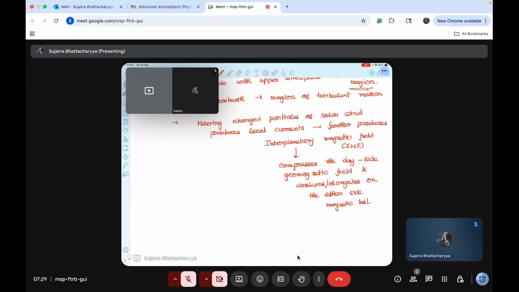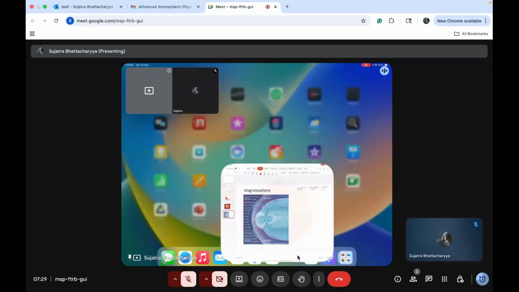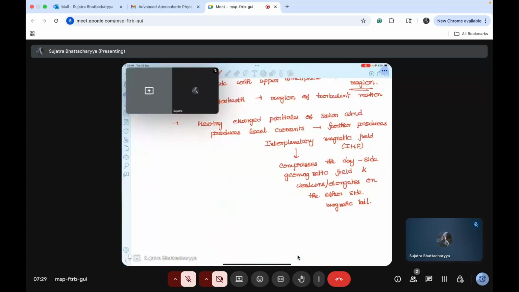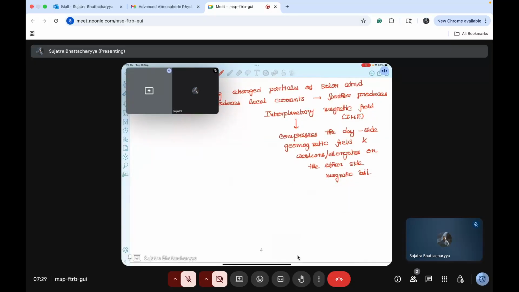Okay, so how does it look? If you go to this, you can clearly see. This is the compressed region, and this is the elongated region. Look at this, this is the elongated region. So it is the interplanetary magnetic field which now interacts with the geomagnetic field. At the side facing the sun, it compresses the geomagnetic field. On the other side, it elongates it. Okay, so this is a couple of things.